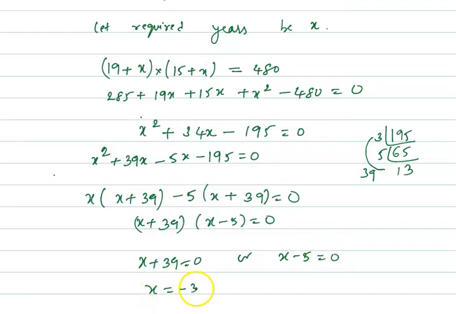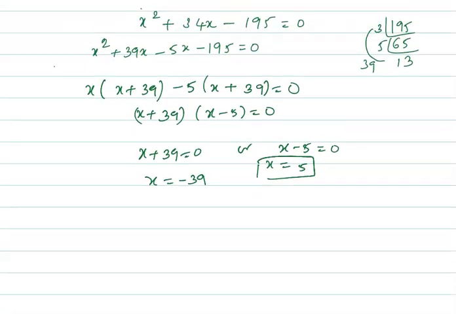This gives x is equal to minus 39 and this gives x is equal to plus 5. Therefore, plus 5 is the required answer and the other one is not possible.